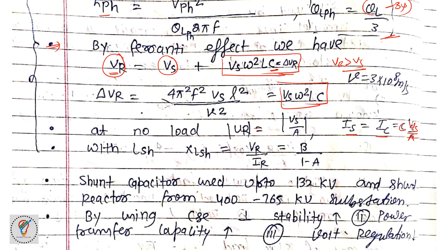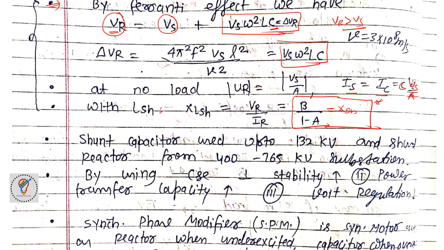Now with a shunt reactor, the reactance XH is equal to VR by IR, which in terms of ABCD parameters is B divided by 1 minus A. This is an important formula, especially if you are preparing for competitive exams like the Transco AE exams, so you should keep it in mind.